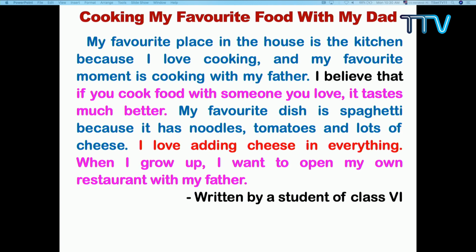If you cook food with someone you love is a dependent clause because something is missing. It's not complete in itself, isn't it? So what type of sentence is this? Yes, a complex sentence, right? And then look at the next part.